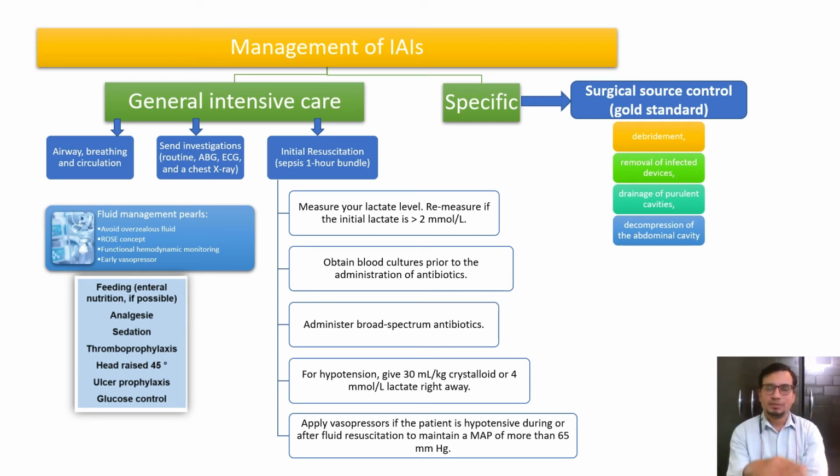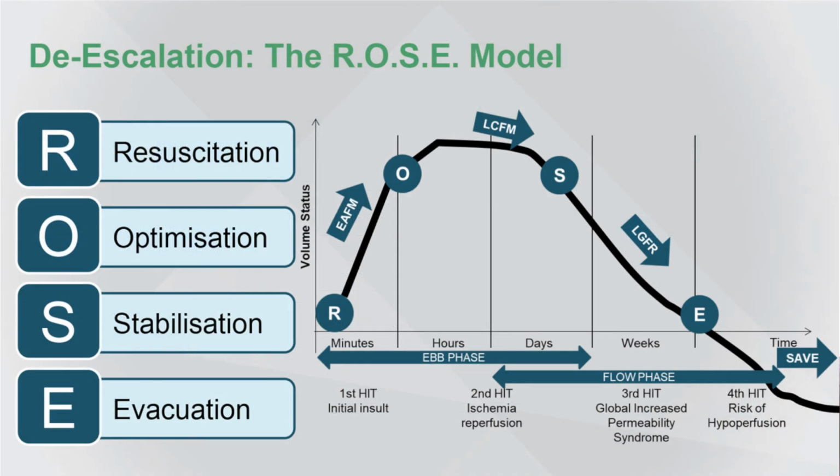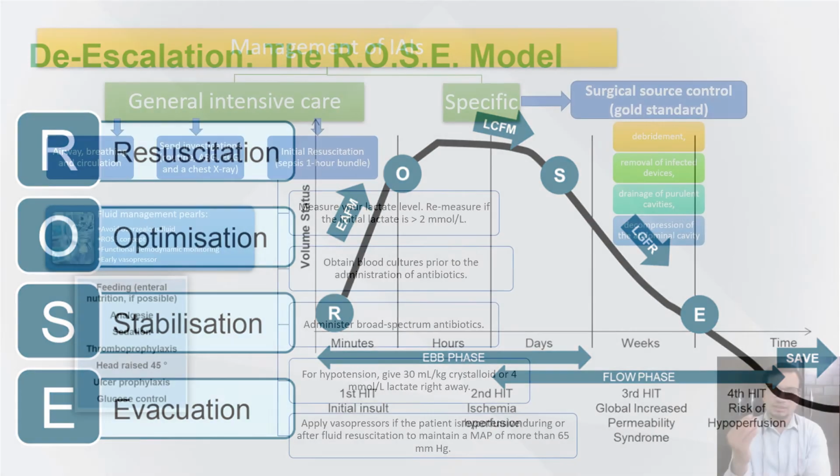Then you start simultaneously the resuscitation using the sepsis 1 hour bundle, which consists of measuring the lactates, remeasuring it, and administration of antibiotics after taking the appropriate blood cultures. Then you have to treat the hypotension with the appropriate amount of fluid and vasopressors, and use hemodynamic monitoring. Avoid overload of the fluid because that can lead to intra-abdominal hypertension. You have to apply the ROSE concept of fluid. So remember ROSE, the ROSE concept of fluid. We will discuss it later.